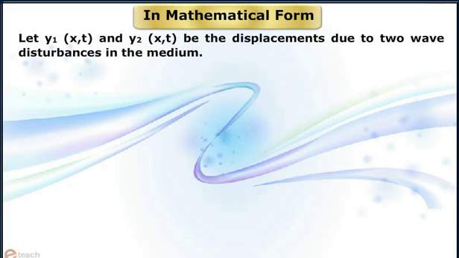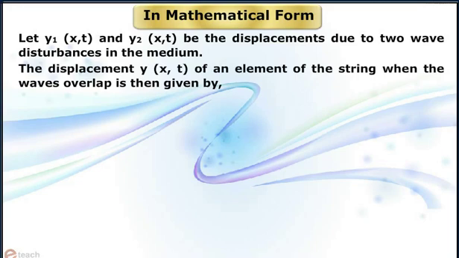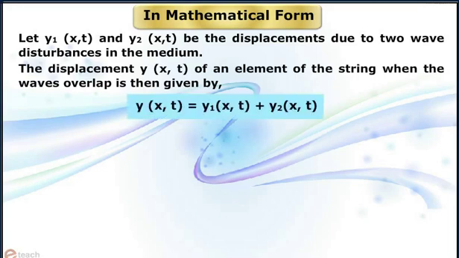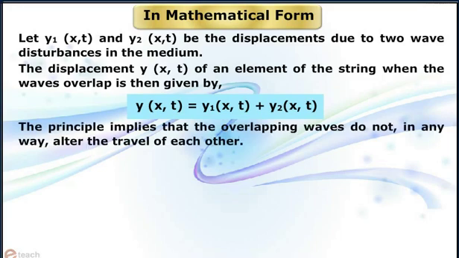Let y1(x, t) and y2(x, t) be the displacements due to two wave disturbances in the medium. The displacement y(x, t) of an element of the string when the waves overlap is then given by y(x, t) = y1(x, t) + y2(x, t). The principle implies that the overlapping waves do not in any way alter the travel of each other.